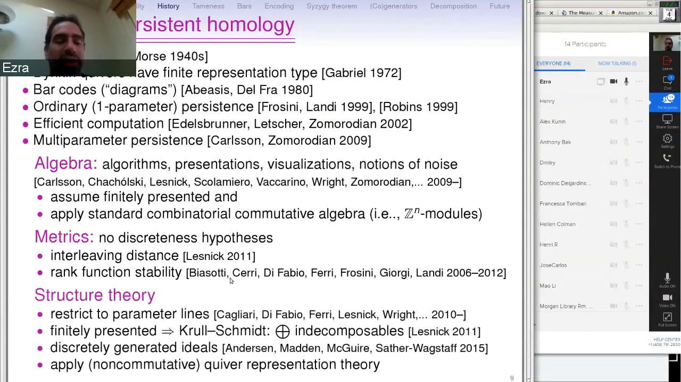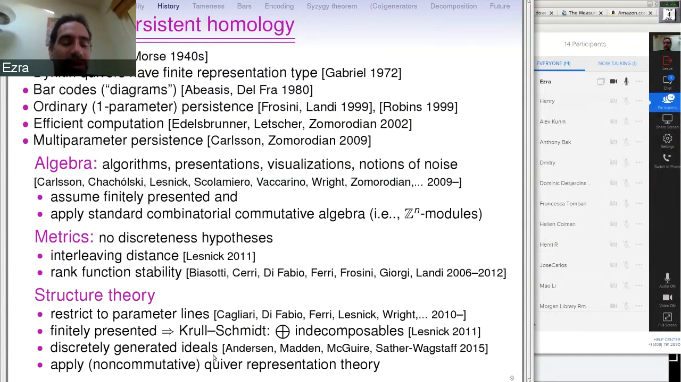Okay, so structure theory, there's not that much that's been done previously. So you can restrict to parameter lines, so lines in the parameter space, and that gives you lots of one-parameter modules, and then we can understand their barcodes. When the modules are finitely presented, there's a Krull-Schmidt theorem. They're direct sums of indecomposables. If you have discretely generated ideals in this sort of real exponent polynomial ring, then basically the algebra is the same as it is for the integer exponents, because you have a discrete set of exponents, and then all that matters really is the partially ordered set of them.